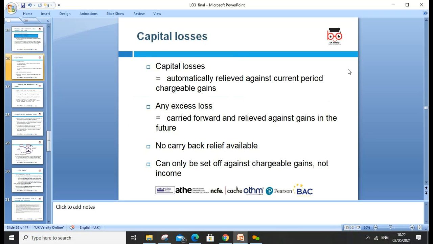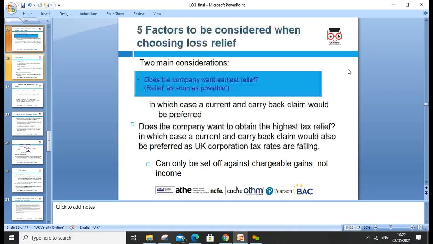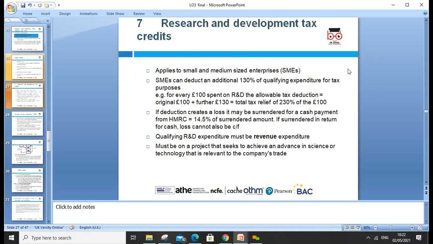Capital losses are automatically released against the current period chargeable gain if we have a gain. So, research and development. What do you think? Do we know the difference between research and development? Anyone learn about IAS 36? Do we know IAS 36, please?